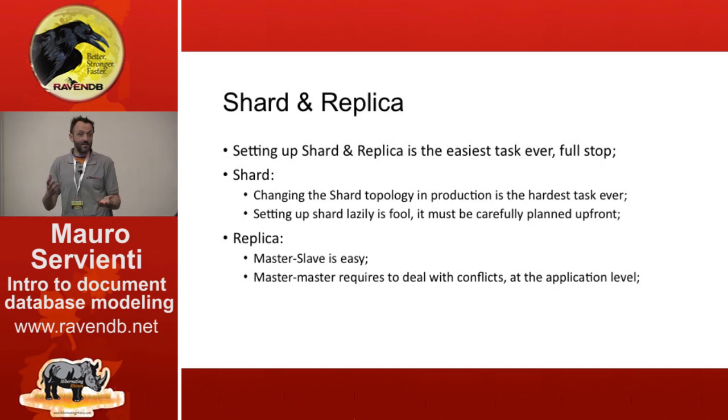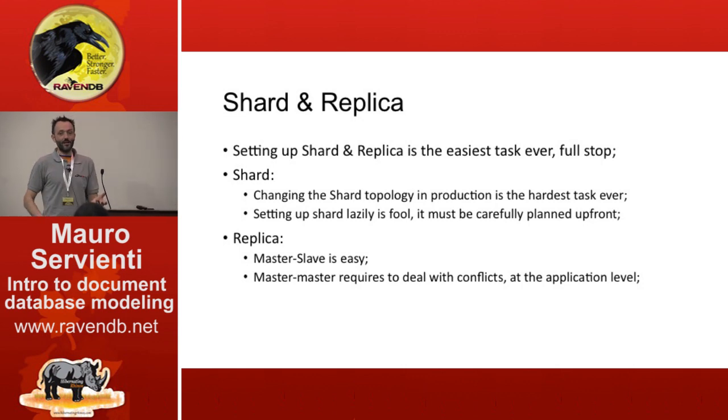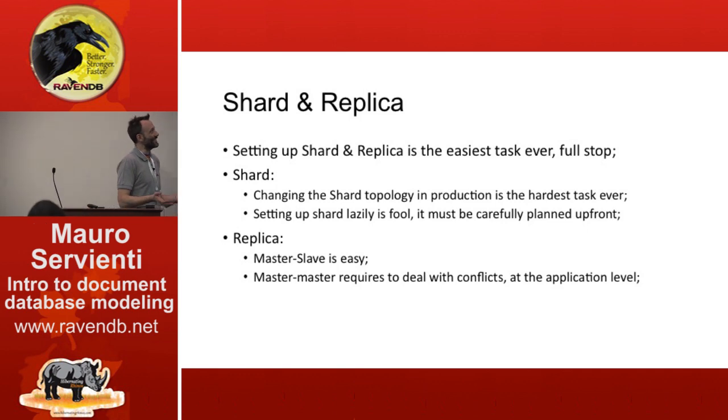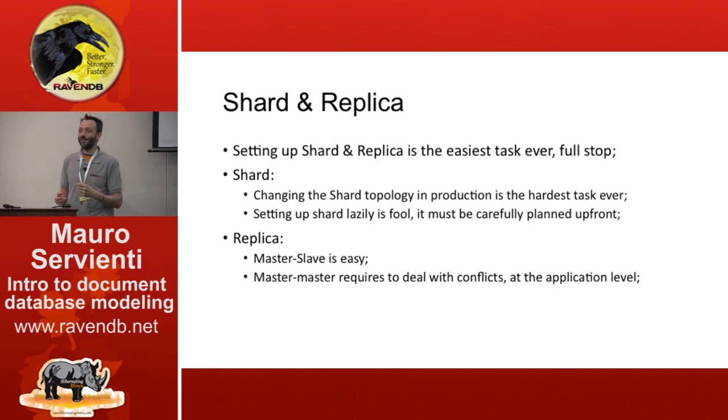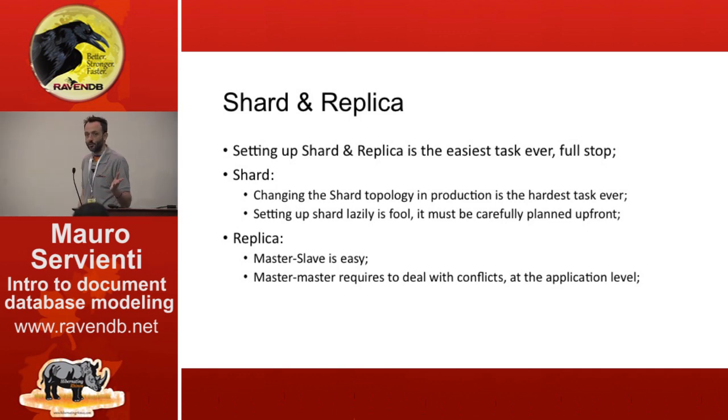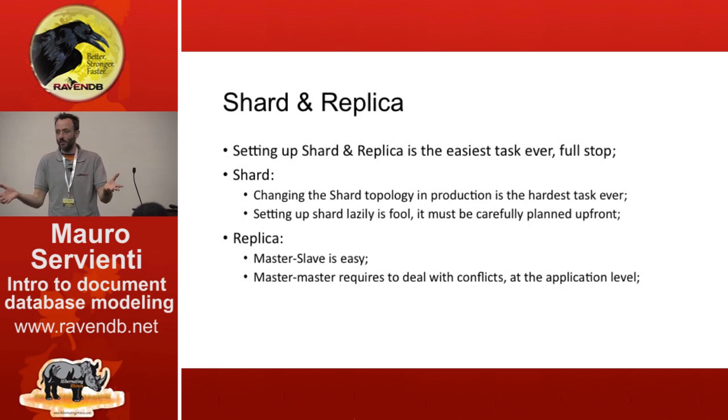A master-master replica, compared to an active scenario with a relational DBMS, is the easiest thing ever. But you have to deal with conflicts. And dealing with conflicts can range from an easy thing to a really hard thing. It basically depends on the shape of your data.